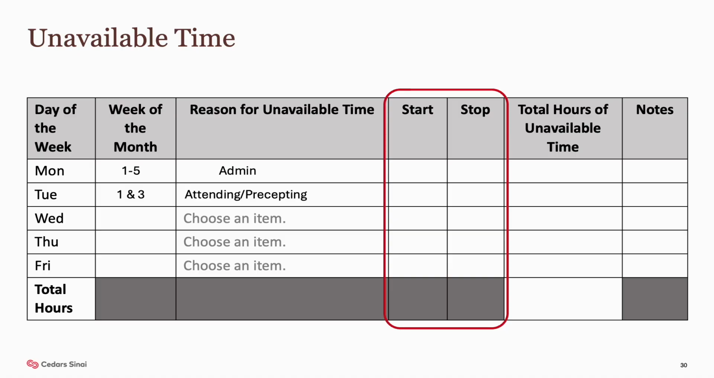The next two columns are the start and stop columns. This is where you need to indicate the exact time the unavailable block begins and ends. For example, the provider has a weekly admin time for 2 hours between 12 and 2 p.m. So you'll input 12 p.m. in the start field and 2 p.m. in the stop field.